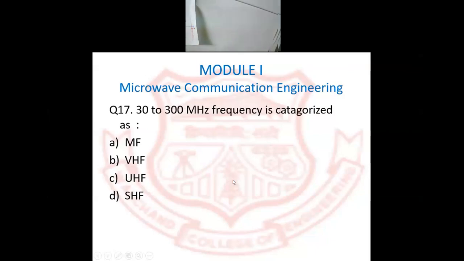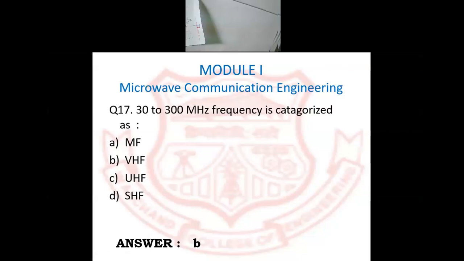Then, a frequency range of 30 to 300 megahertz is a category of what? People have answered B. So I don't remember right now what band we have. Very high frequency is nothing but the band. So just remember the band designations and what frequencies are required for the given particular band. It will be important to understand the frequency value for the given particular band.